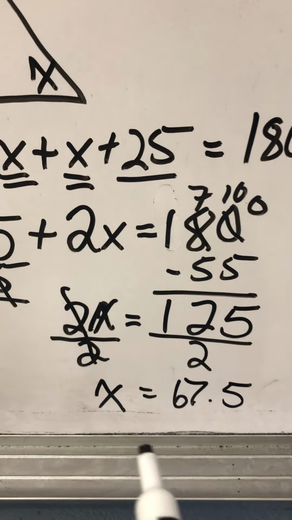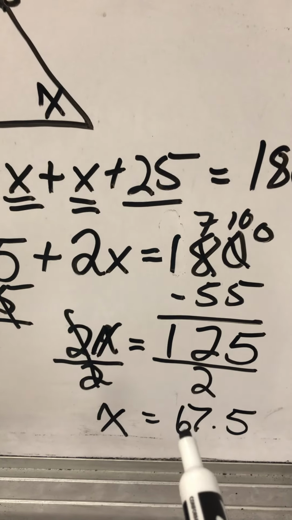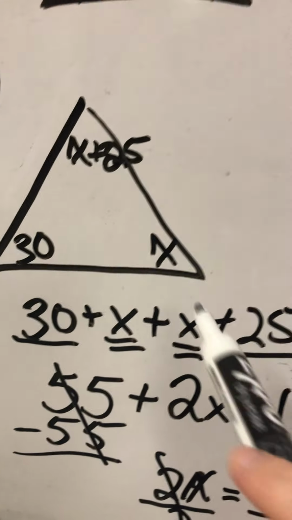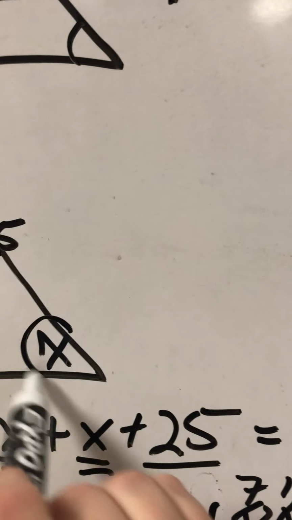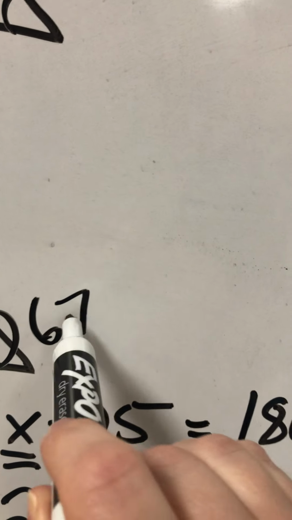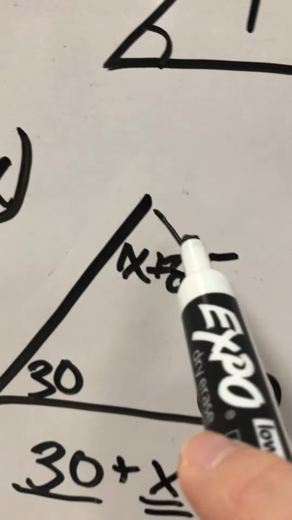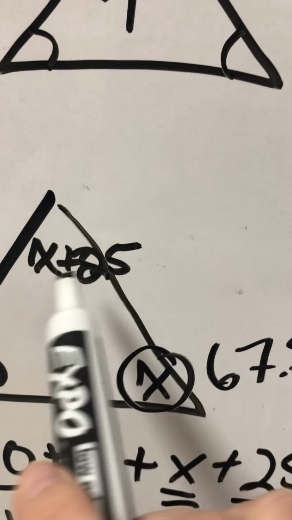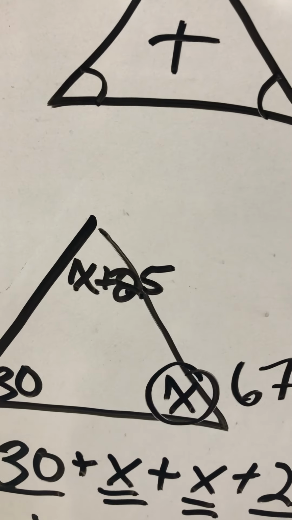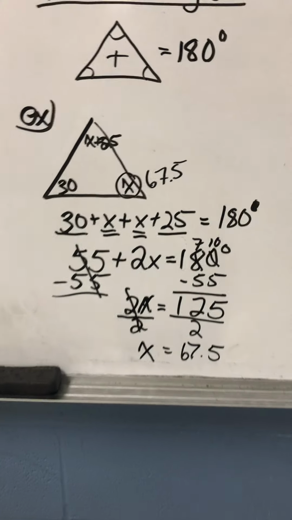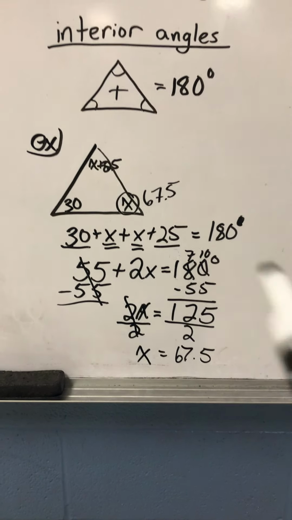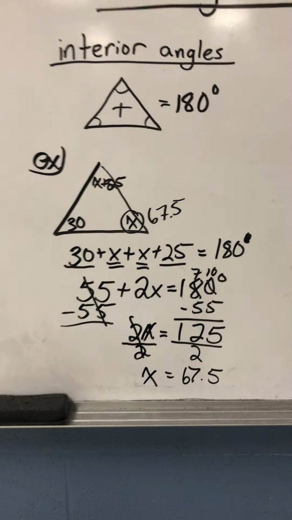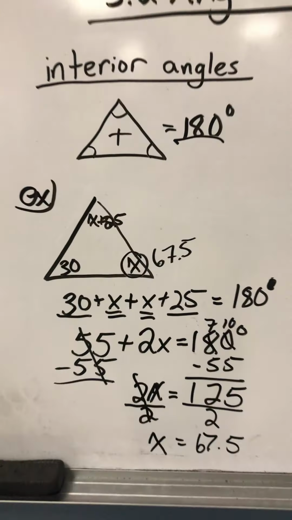So that would be your x. Now, if it wants to know the angles, you would have to put x into the triangle. So like this angle would be 67.5, but this angle would be 67.5 plus 25. You would have to add that to get this angle here. So that's another question that they could ask. But again, if it's your interior angles, you always set them equal to 180 degrees.